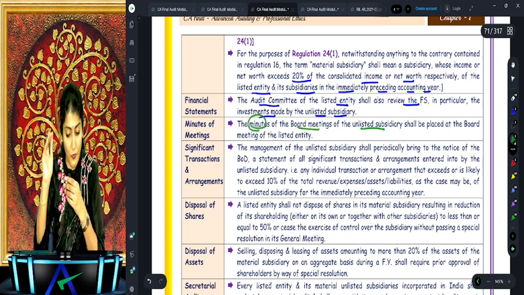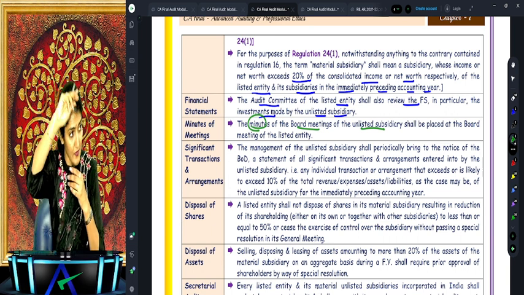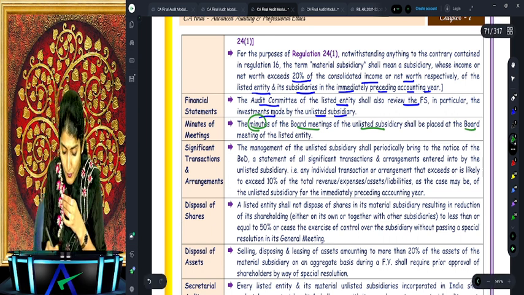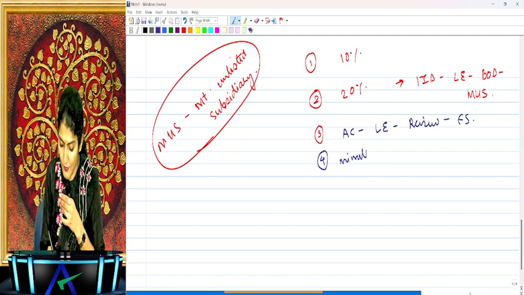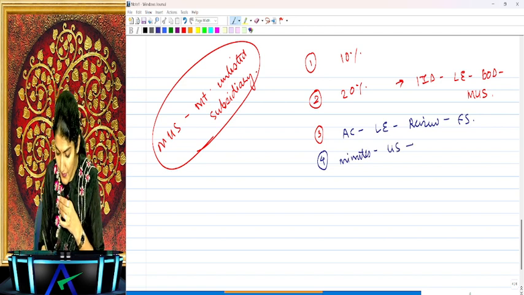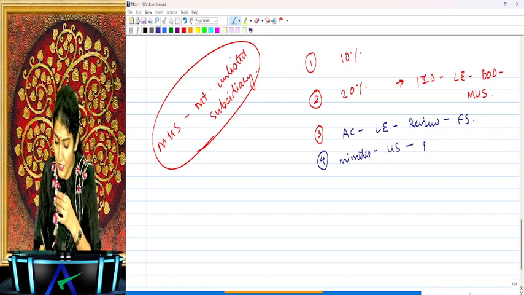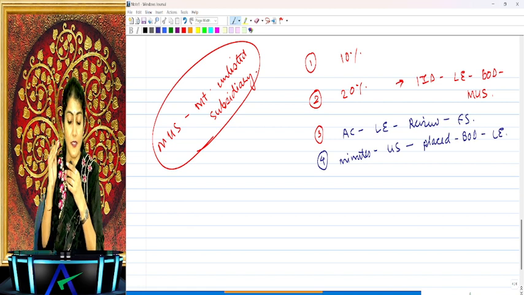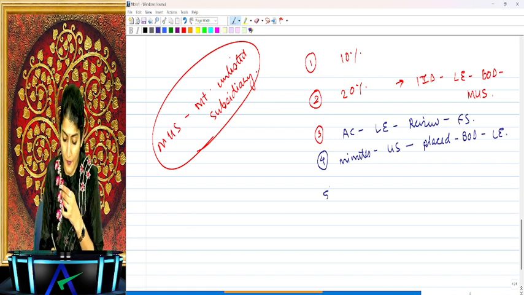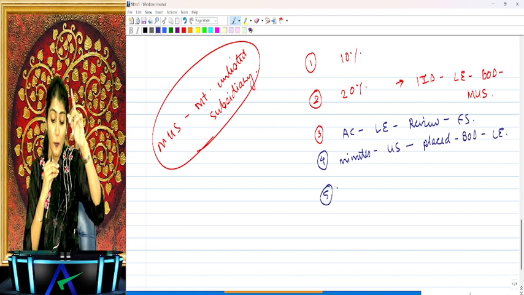So the minutes of the meetings of the subsidiary company, the unlisted subsidiary company, shall be placed before the board meeting of the listed entity, right? Board meeting of the listed entity. Are you getting that? That is point number 4, right?